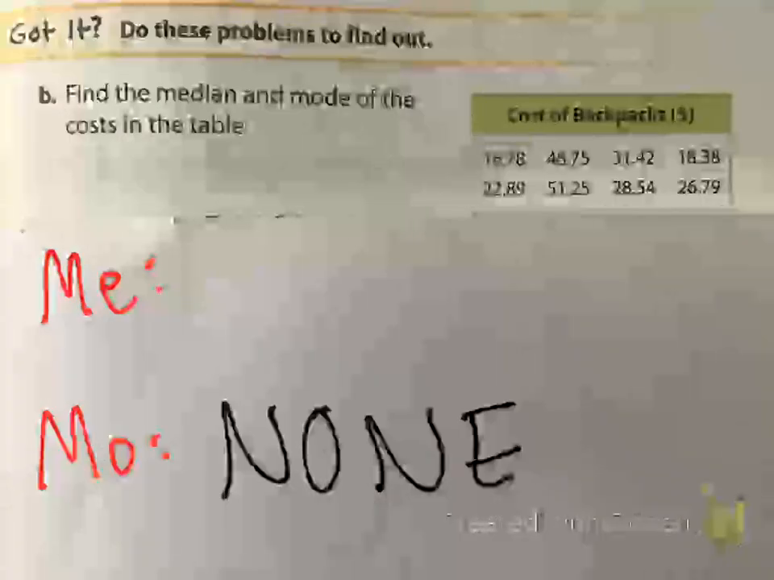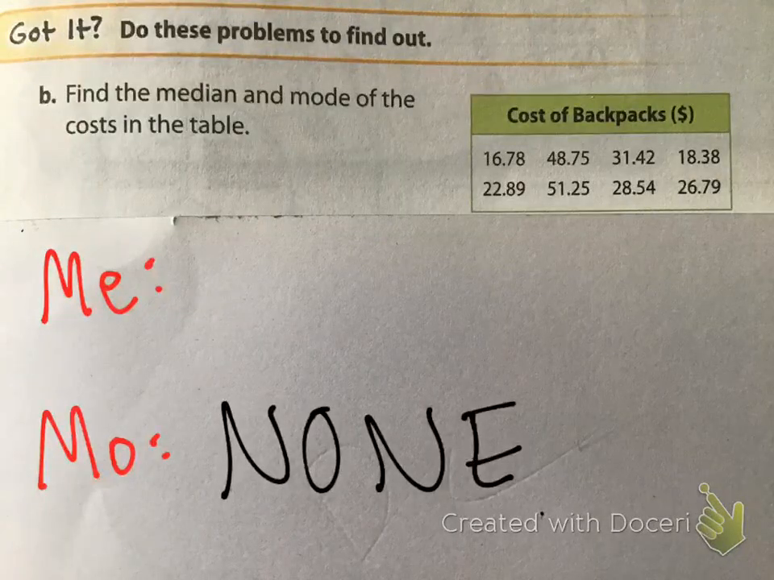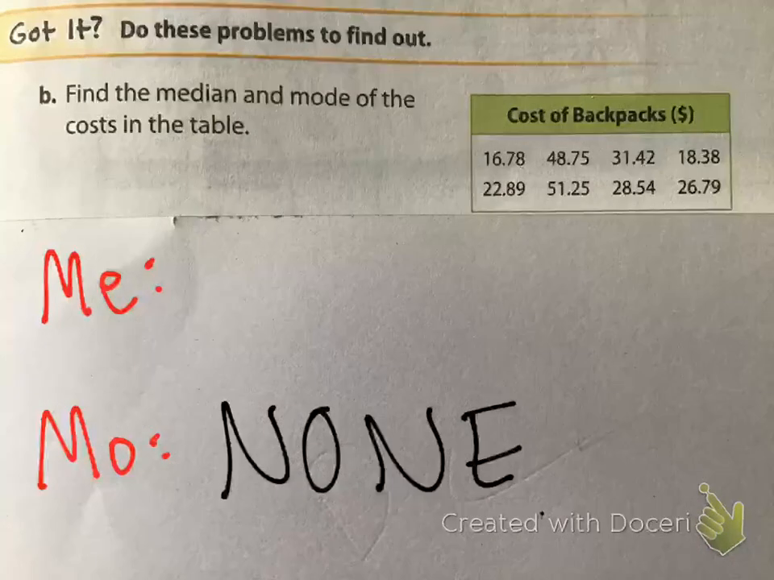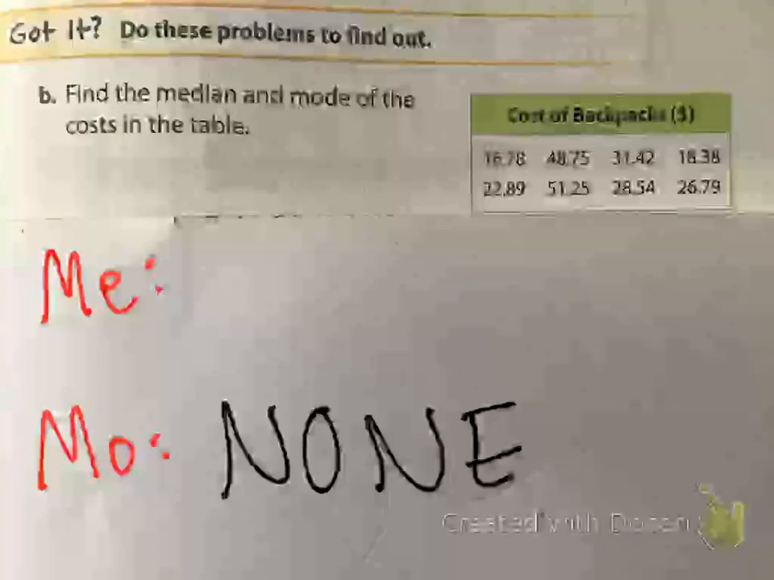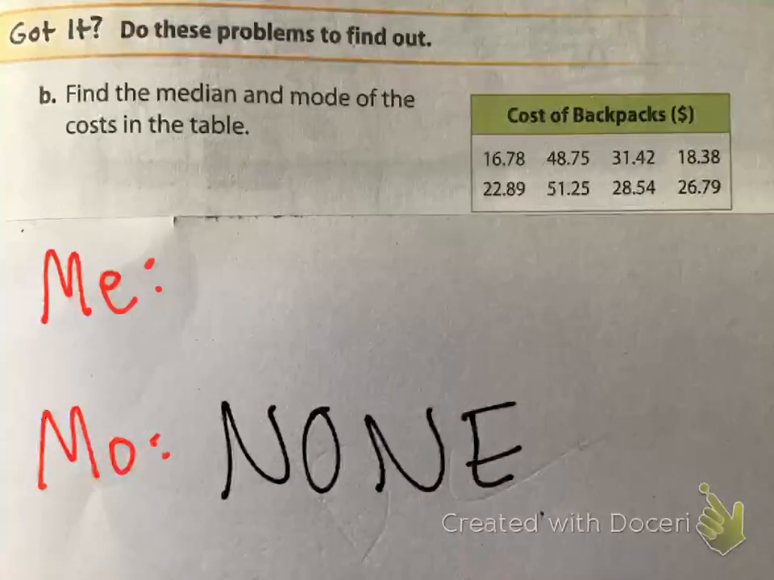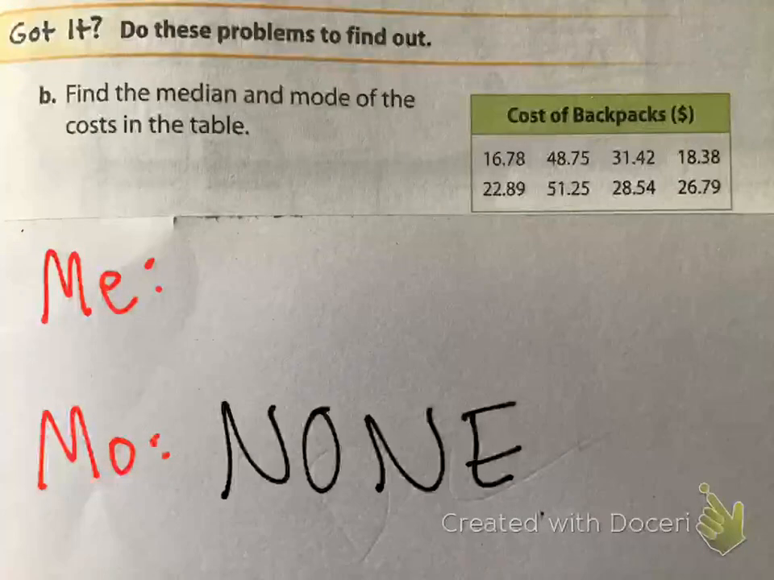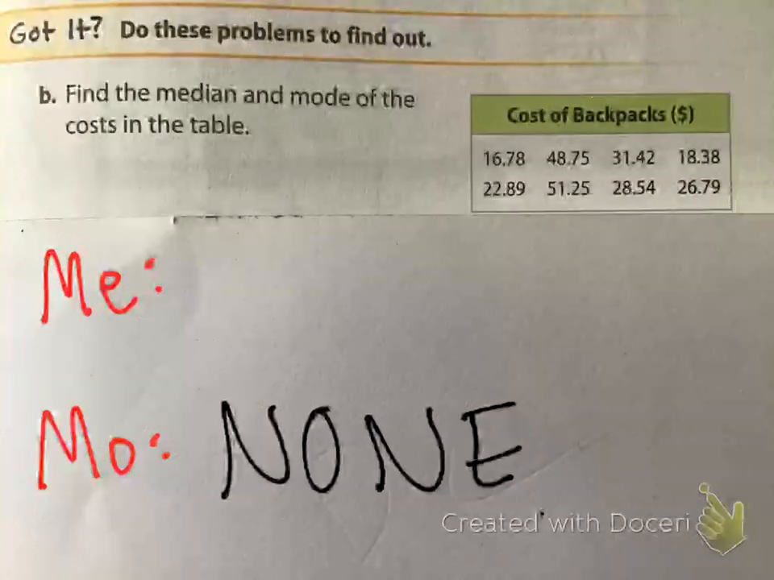One of you guys might be right, actually, because my book is wrong. My teacher answer guide, which I think is really funny, says that the median is 27.67. There isn't even a 27.67 in this book or in the teacher's book. So that's just utterly ridiculous.